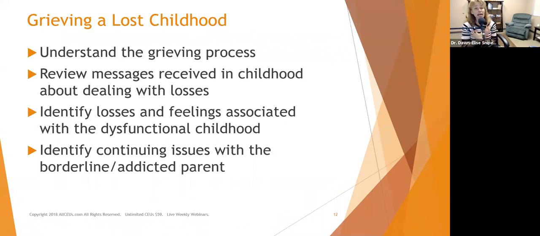Remember, anger protects us from some sort of a threat. In what ways was that parent's behavior threatening? In what ways did it make you feel helpless? In what ways did it make you feel hopeless? And work through that anger. Bargaining, you usually jump through that one pretty quick.